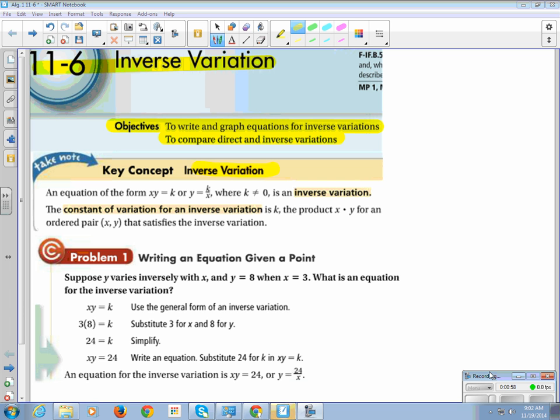All right, so let's define inverse variation. There are two ways to write the same thing. You can go x times y equals k. K is the number, x and y get to stay x and y. Or you can write it as y equals k over x. Go ahead and take your pen and circle this one. We will probably use it more as y equals, because usually we graph in terms of y equals, and that's how I usually recognize inverse variation.